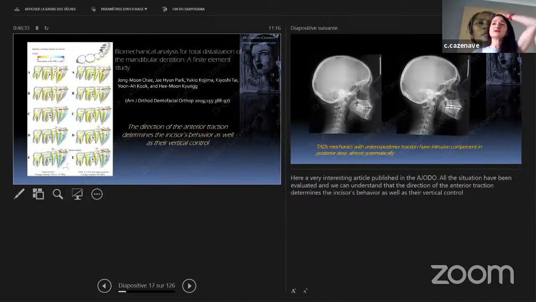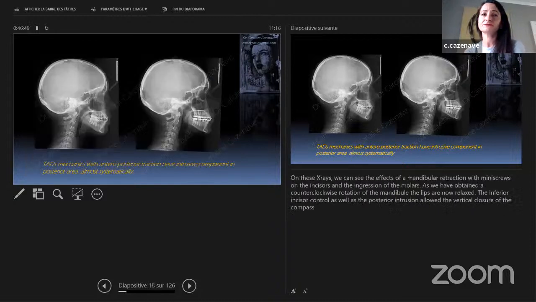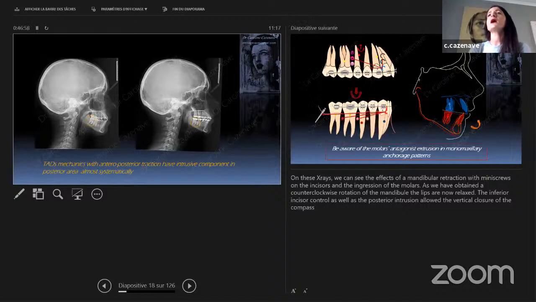Here, a very interesting article published in the AJODO. All the situations have been evaluated and we can understand that the direction of the anterior traction determines the incisors' behavior as well as their vertical control. On these X-rays, we can see the effect of a mandibular retraction with mini screws on the incisors and on the ingression of the molars.